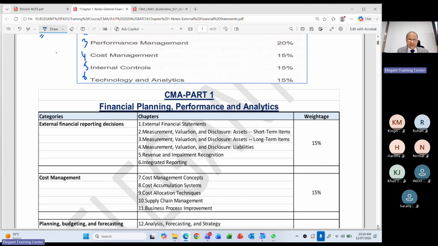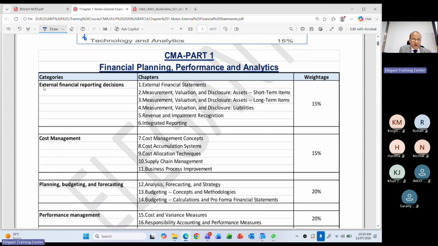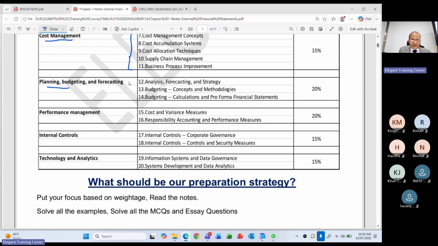Now, these are the chapter names. Under the category external financial reporting, there are 6 chapters. In the cost management category, there are 5 chapters. Then your planning and budgeting category, 3 chapters. Performance measurement, 2 chapters. Internal control, 2 chapters. Technology and analytics, 2 chapters. So total 20 chapters, right?